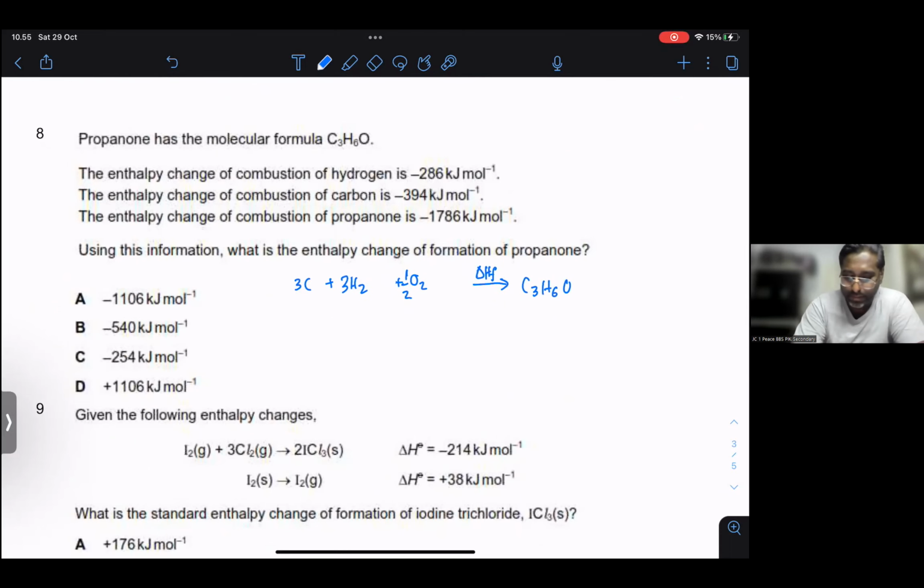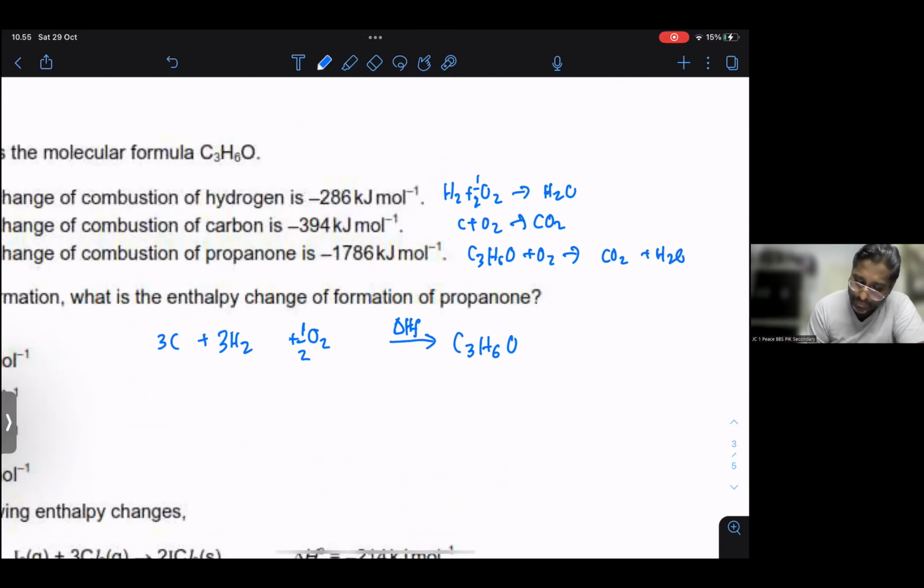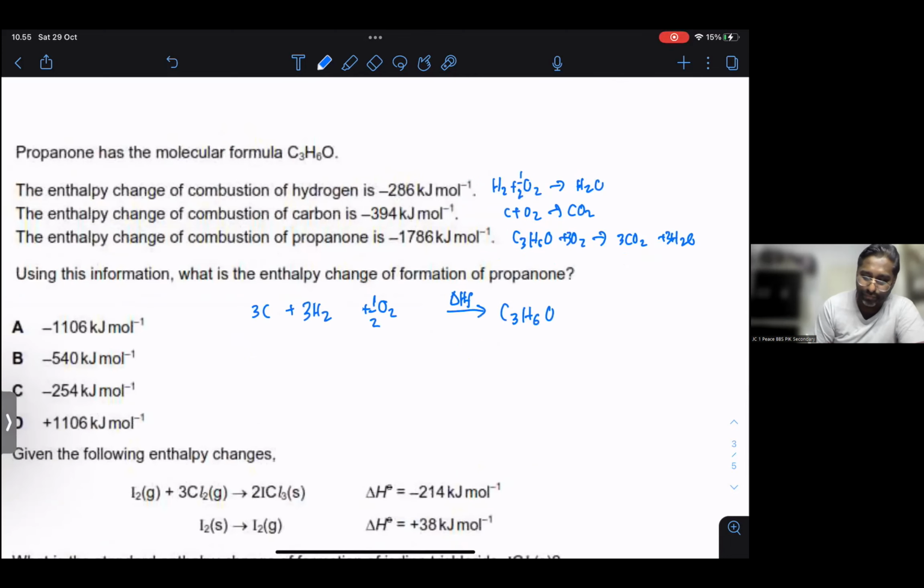And then they have given the combustion. Of course, combustion of hydrogen means I write down hydrogen plus oxygen to give you water. So of course, this is going to be half. And then combustion of carbon, this is going to be carbon dioxide. Combustion of propanone, C3H6O plus O2, is going to give you carbon dioxide plus water. So 3, hydrogen 3, so oxygen 3. So all these equations, I need to solve this.